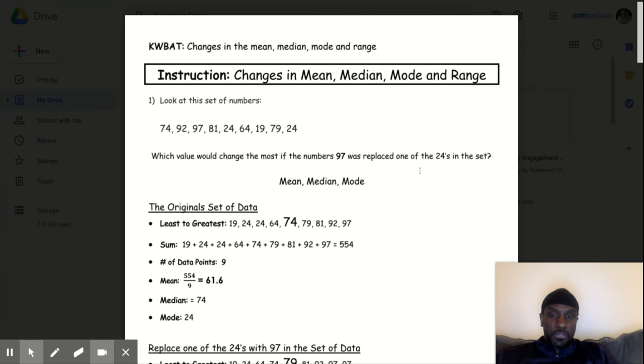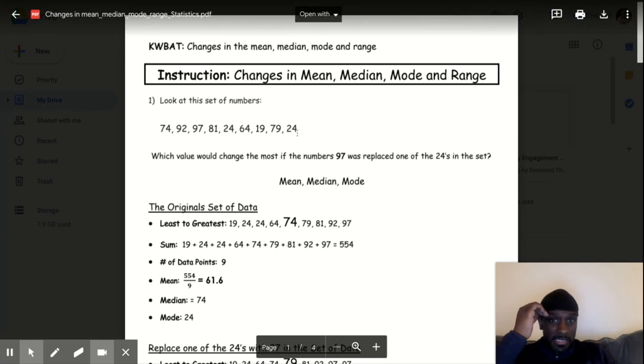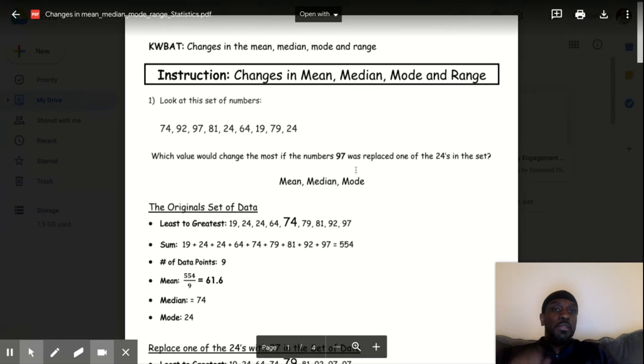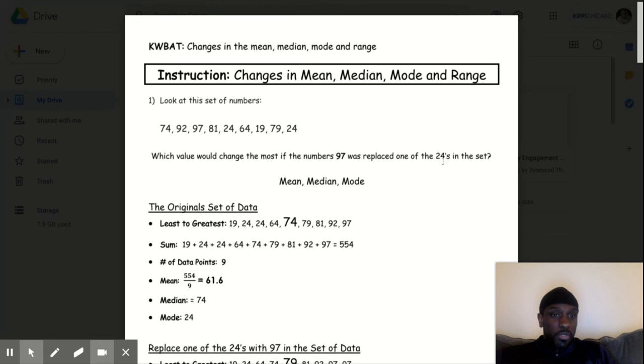So first of all, they want you to look at these numbers, put them in order, and find the mean, the mode, and the median. Then grab one of the 24s, get rid of it, put in 97 for one of the 24s, and find the mean, the mode, and the median again and see what changed the most. So remember, the mean is you adding up all the numbers and dividing by the number of numbers you have. The median is the middle number. Put them in order from least to greatest and find the middle number. The mode is the number that repeats itself the most often.